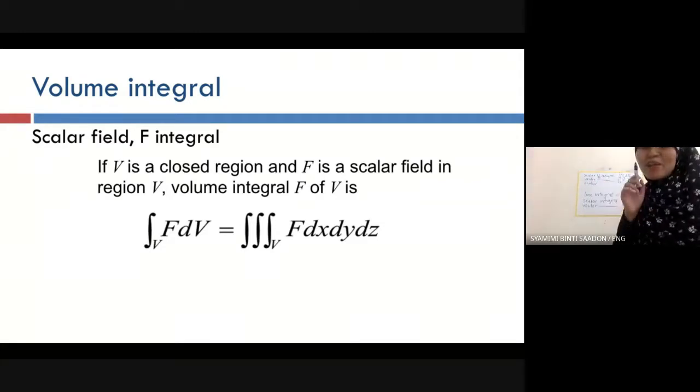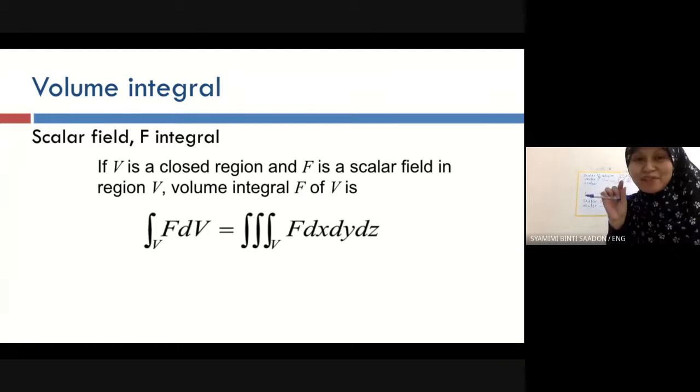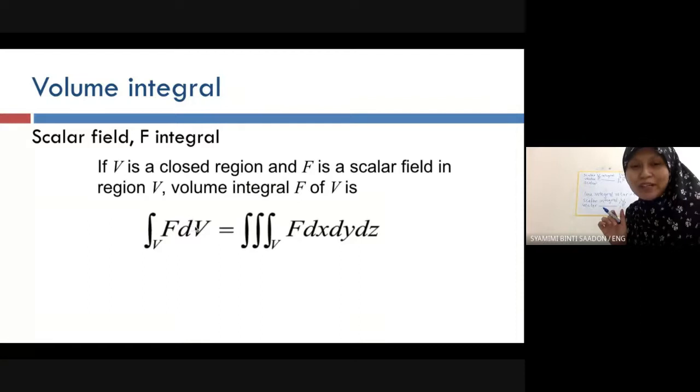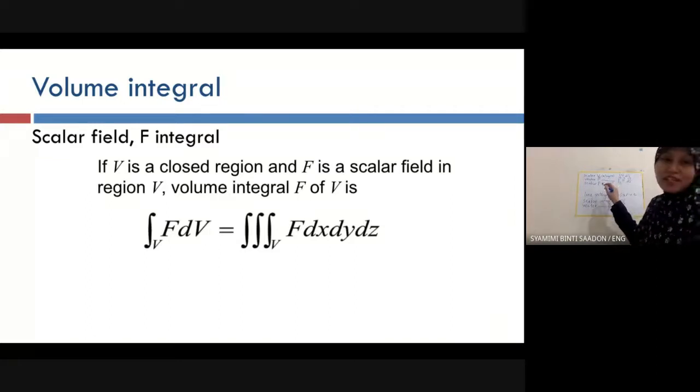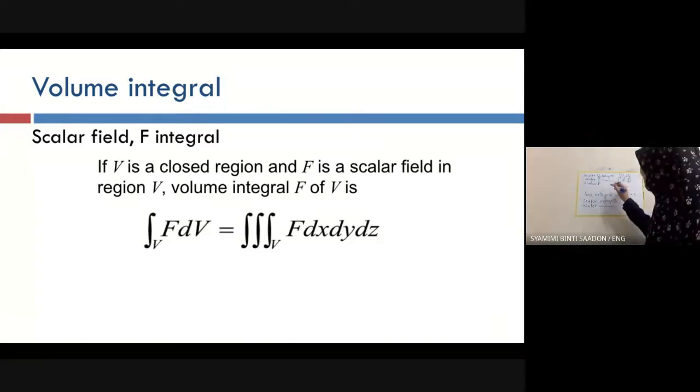But this time we use the notation F for the scalar, because we don't want it to be confused with the volume V. So this F is a scalar, not a vector. So the scalar F integral, but over the volume. So we write F dV, volume.